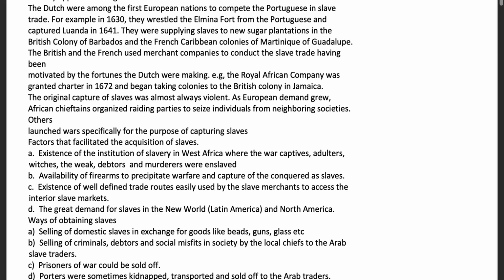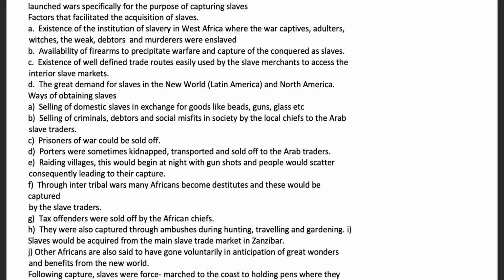Factors that facilitated the acquisition of slaves. A. Existence of the institution of slavery in West Africa, where war captives, adulterers, witches, the weak, debtors and murderers were enslaved. B. Availability of firearms to precipitate warfare and capture of the conquered as slaves. C. Existence of well-defined trade routes easily used by the slave merchants to access the interior slave markets.